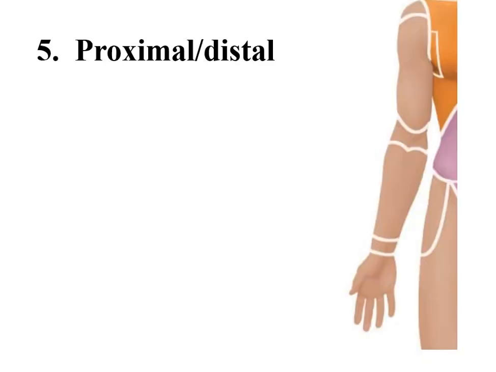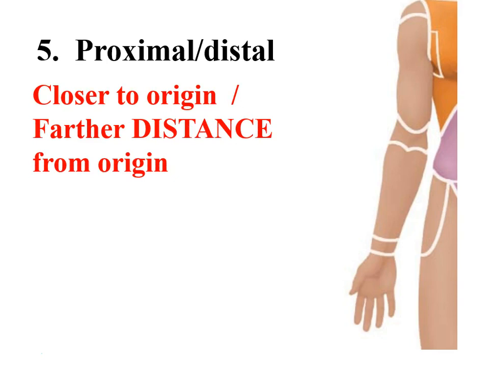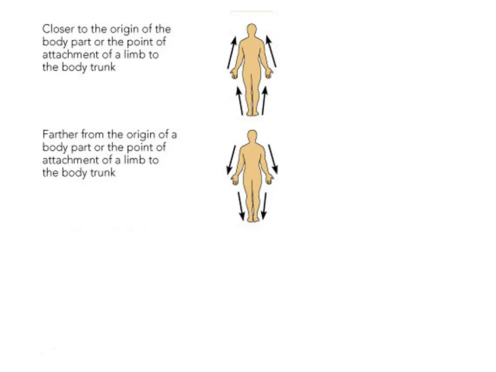Proximal and distal. To use proximal and distal, you have to have a point of origin. For example, your arm is attached to your body at the shoulder. So if I compare my shoulder to my elbow, my shoulder is closer to the point of origin, so it's proximal. My elbow is a further distance away, so it's distal. But then if I compare my elbow and my hand, my elbow is now closer to the point of origin, so it's proximal, and my hand or fingers are distal, a further distance away. Closer to the origin, a farther distance away from the origin. Proximal, distal.